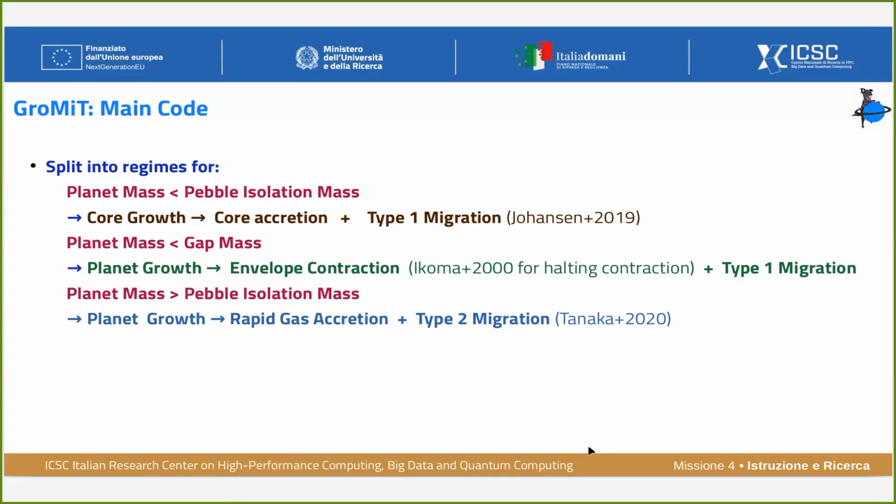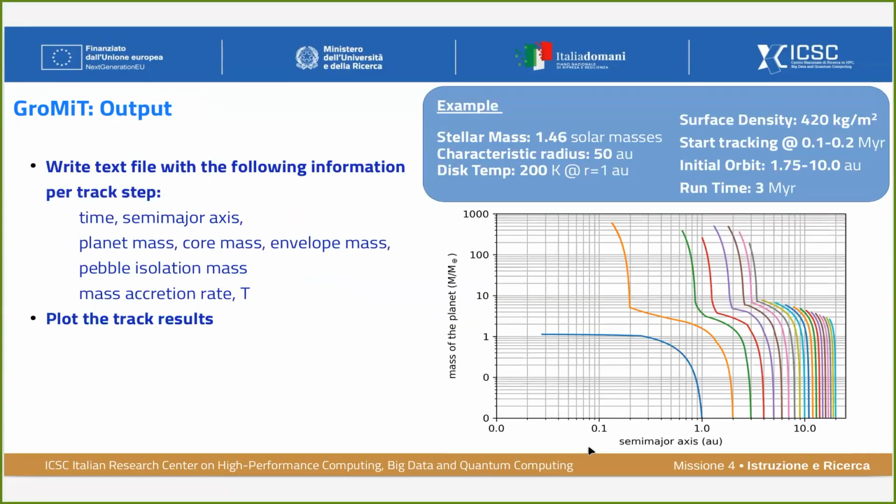Once it is bigger than the pebble isolation mass but smaller than the gap mass, it does the envelope contraction and still type 1 migration. And after that, it goes into the rapid gas accretion if it arrives at that point, and type 2 migration. And the result is something like this. Basically, you end up with a file that contains, for every step, the time, the semi-major axis, the planet mass, all these variables that I'm listing here, and the plot that is only one track.